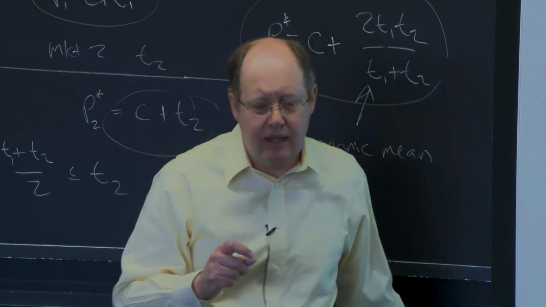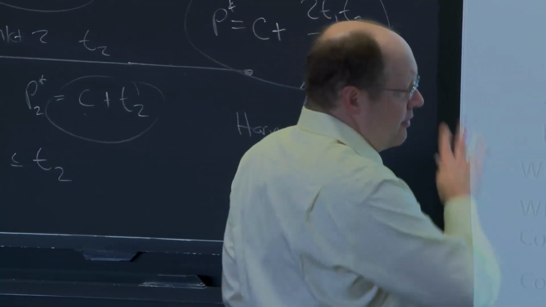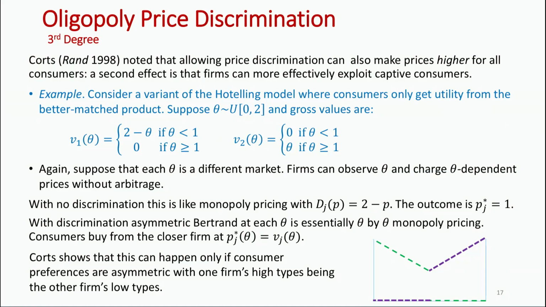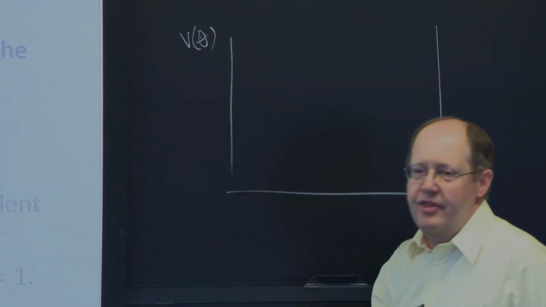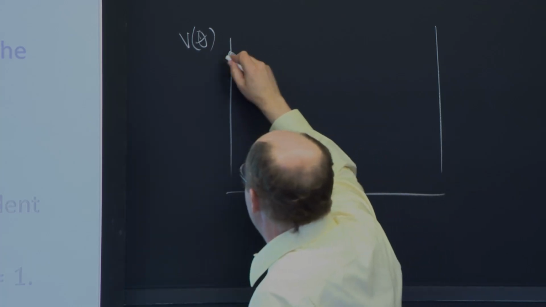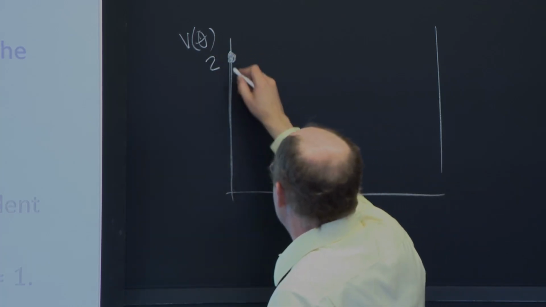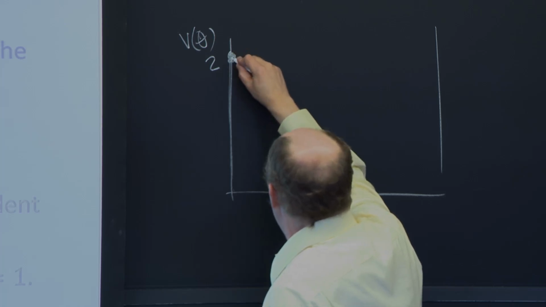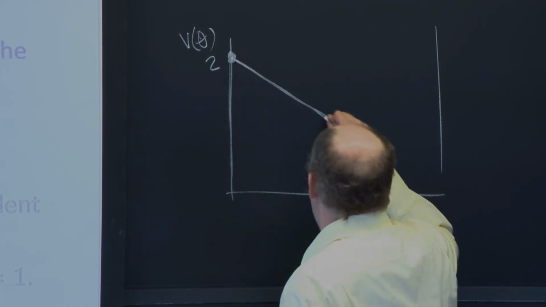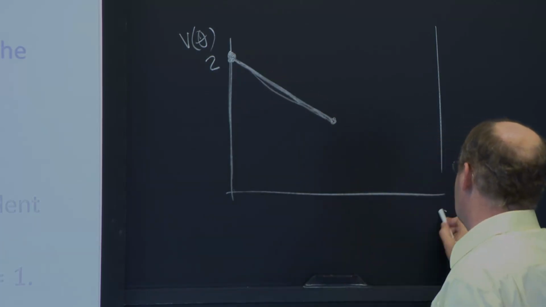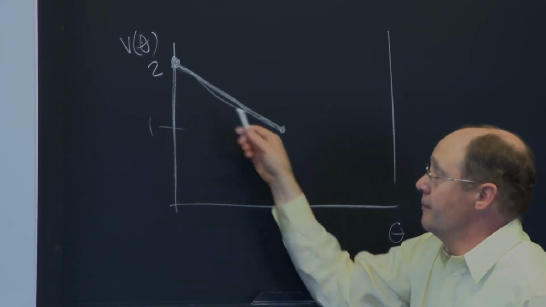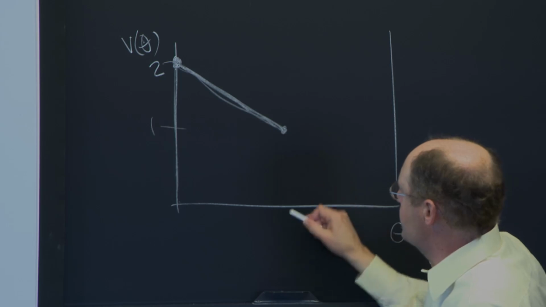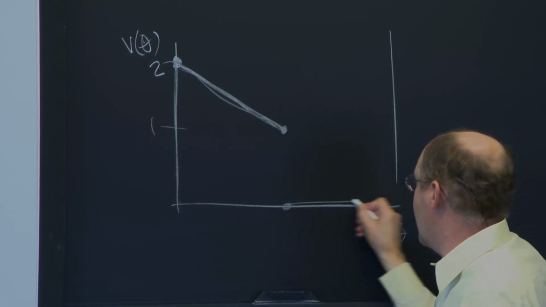And so Corts looked at this specification where, over here, what I've tried to graph is the value that you get for buying from firm theta. What he assumes is that you get value 2 from buying from firm 1. Your value goes like this. The farther your preferred type theta is from firm 1's product, the lower is the utility you get from it. And then once the product is too far from what you want, your utility just drops to 0.